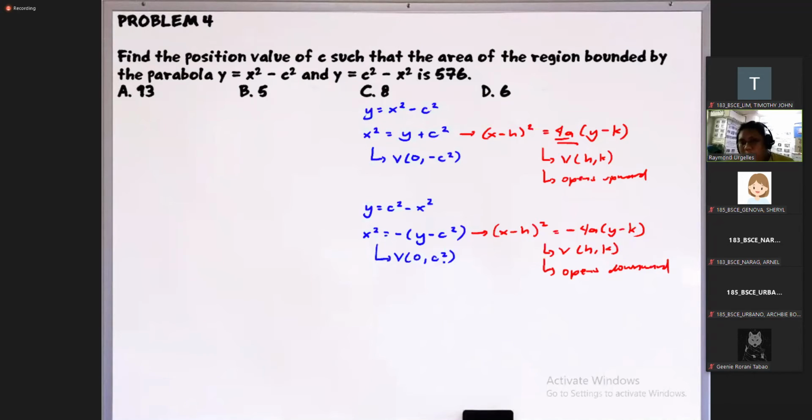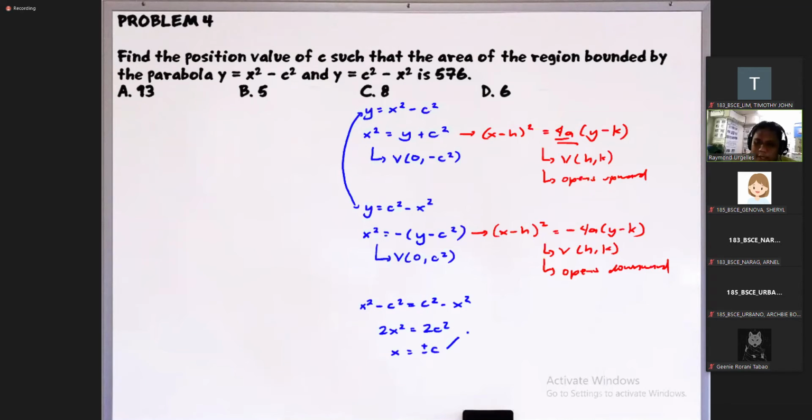Okay? And pangatlo, di ba, na kailangan natin i-solve are the points of intersection, para ma-drawing natin na maayos yung parabola natin. So ang gagawin lang natin, equate lang natin yung dalawang y na to. Di ba? So if we equate them, you will get that x squared minus c squared is equal to c squared minus x squared. If we try to solve this, you will get 2x squared is equal to 2c squared. So yung x natin is equal to positive or negative c.